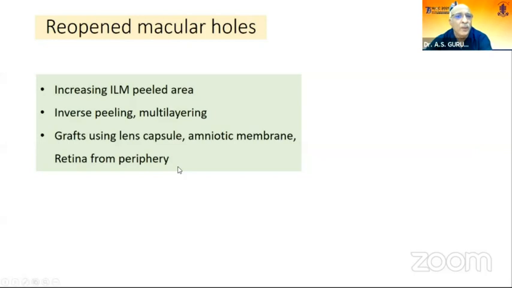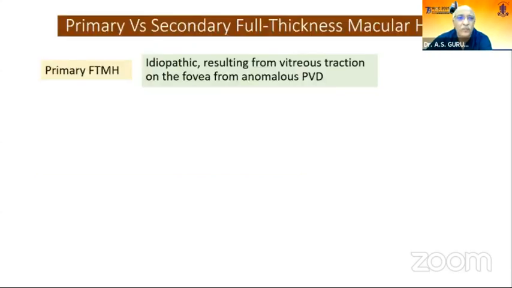What about reopened macular holes? Sometimes even a small hole can reopen because of several reasons. So how we tackle that is with increasing the ILM peel area by surgery. Inverse peeling and multi-layering is another technique that we perform. And we can use grafts using lens capsule, amniotic membrane, and retinal neurosensory grafts from the periphery.